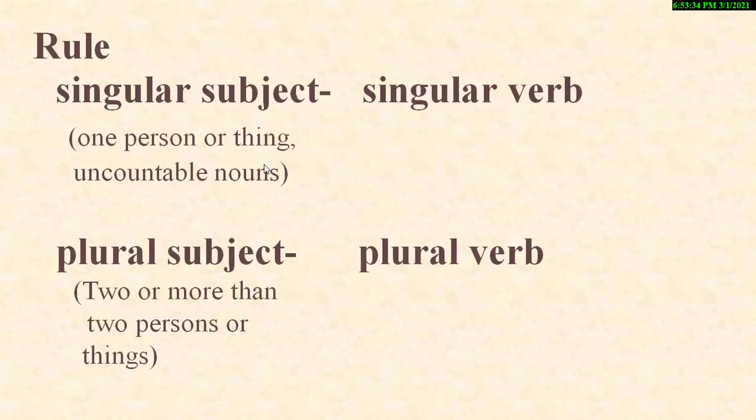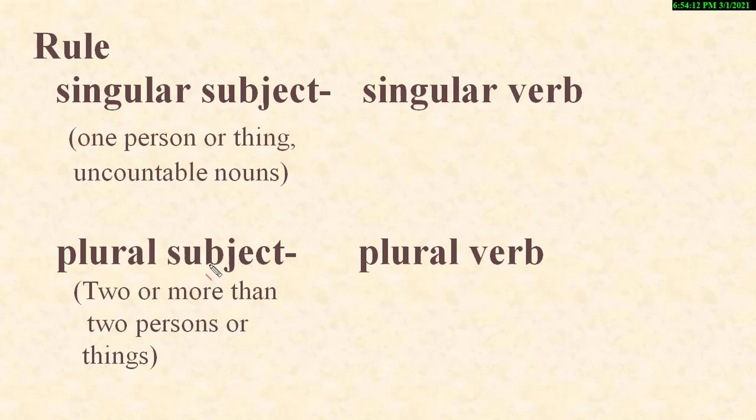Grammar has a very simple rule that the singular subject uses the singular verb and the plural subject uses the plural verb. Singular subject means when there is only one person or thing. Like we say he. He is a singular subject. Or the uncountable nouns. Uncountable nouns are the nouns which cannot be counted. Like water. We cannot count water. So it's an uncountable noun, and it is a singular subject. And we always use the singular subject and the singular verb together.